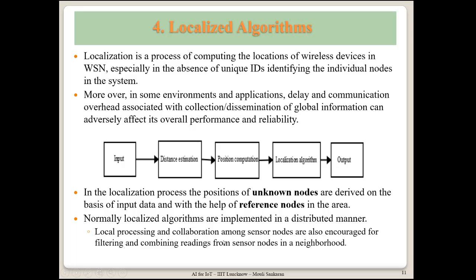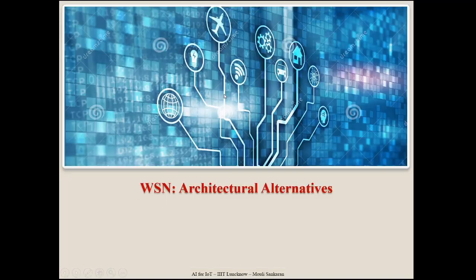Local processing and collaboration among sensor nodes are also encouraged, for filtering and combining readings from sensor nodes in a neighborhood. So these nodes talk to each other and work as a team to take care of the difficulties the node has, or not only the node, even the environment has. I hope you understand the need for this characteristic of a WSN.